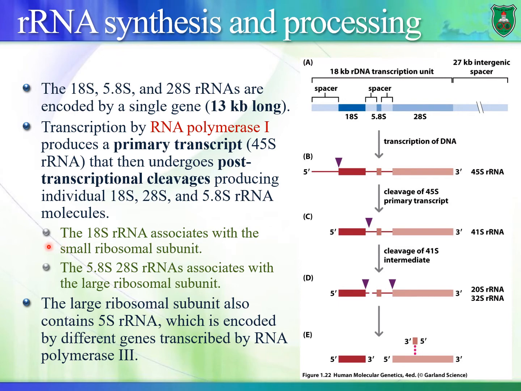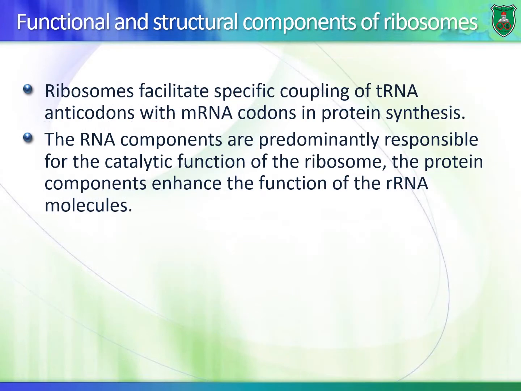So, as I said, the 18S rRNA associates with the small ribosomal subunit, and you have two other ribosomal RNAs that are connected to the large ribosomal subunit. Well, how about the third ribosomal RNA, the 5S rRNA? It is produced from a different gene transcribed by RNA polymerase 3. Okay. Mentioned as well.